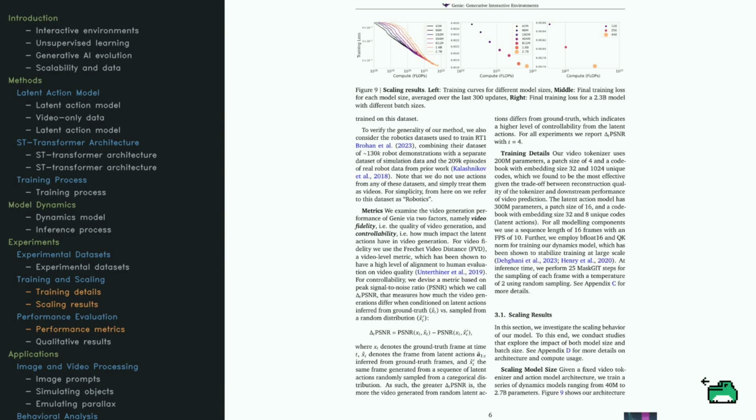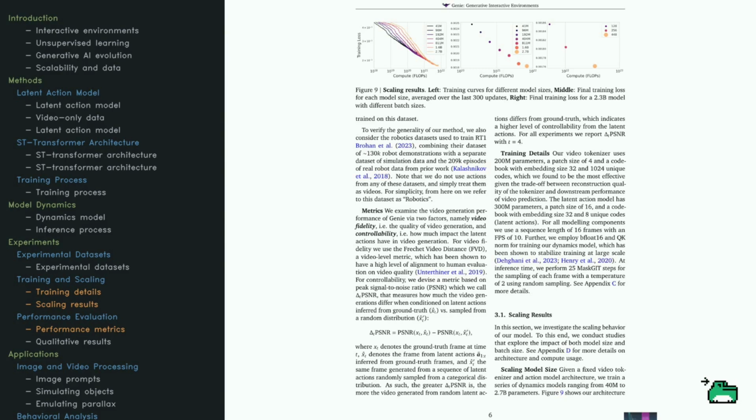The metrics used to evaluate Genie focus on video quality and control. For video quality, they use the FVD, aligning well with human evaluations. For control, there's a special metric called delta PSNR, measuring how well Genie's generated videos align with expected outcomes when conditioned on inferred actions. Training details are crucial.